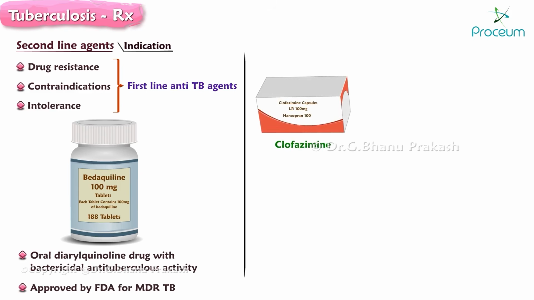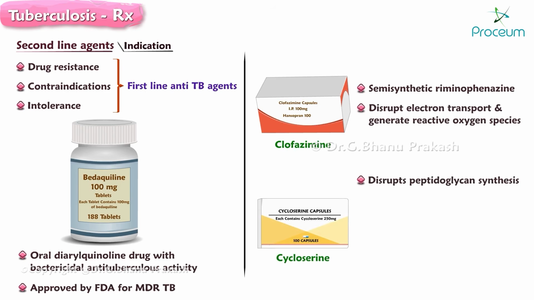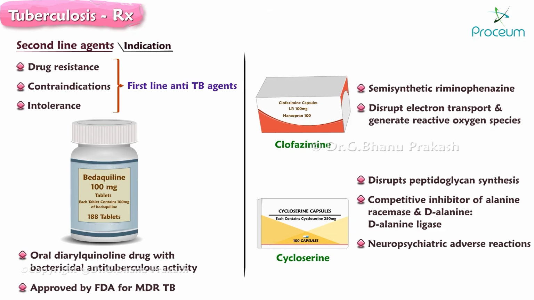Clofazimine. Clofazimine is a semi-synthetic riminophenazine postulated to disrupt electron transport and generate reactive oxygen species. Cycloserine. Cycloserine disrupts peptidoglycan synthesis as a competitive inhibitor of alanine racemase and D-alanine ligase. Cycloserine may be associated with neuropsychiatric adverse reactions. Therefore, it should be used with caution in patients with pre-existing mental health issues.